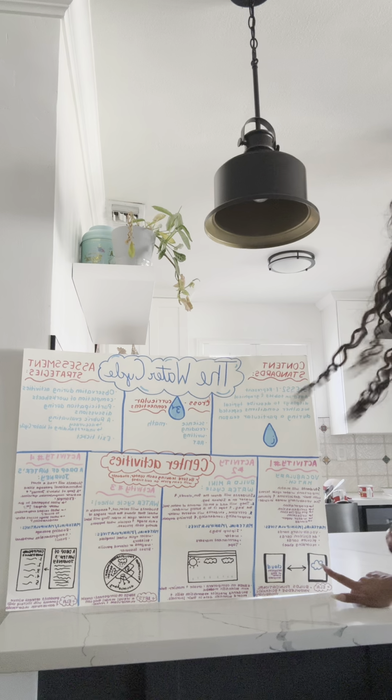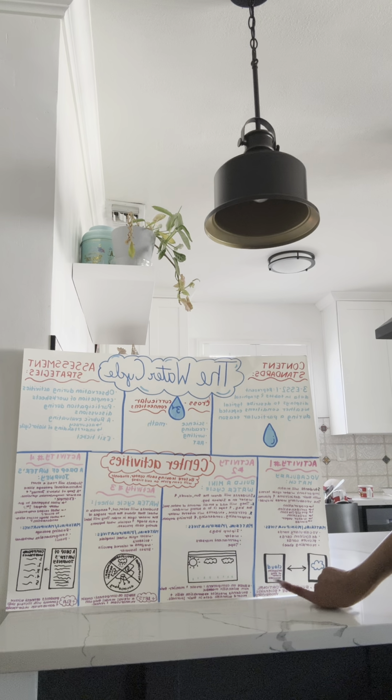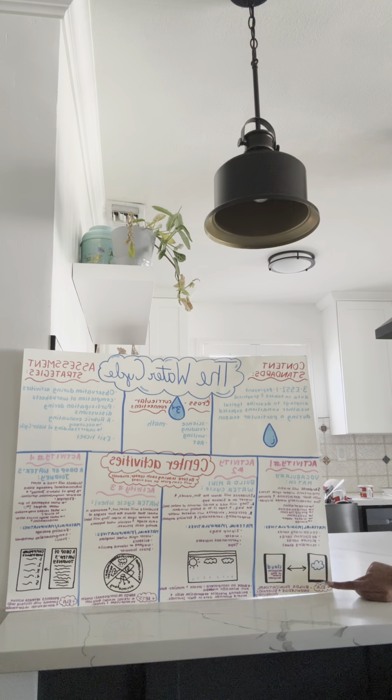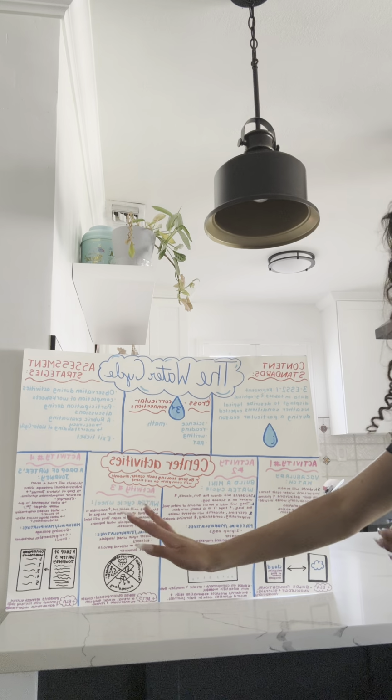And then here I've added a little example. If you see a cloud picture, here's the cloud definition card: a collection of tiny water droplets. I've also added that the cross-curricular connection is English language arts, and it builds foundational knowledge and scientific vocabulary. So this is a really great activity to start with to give them a basic background knowledge moving forward into the other activities.